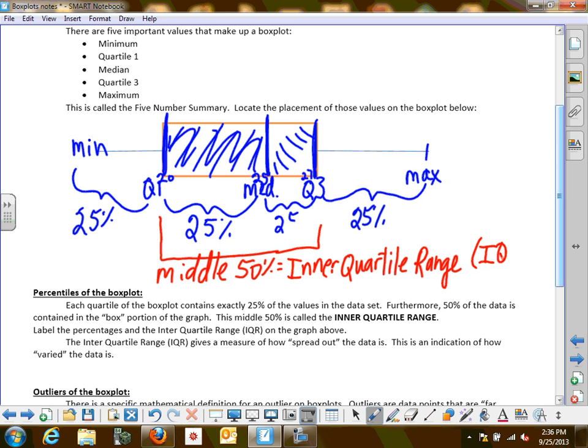People usually don't say, find the inner quartile range, because it's longer. They'll typically say, find the IQR. The way that you find the IQR, it's the range. It's the distance from Q1 up to Q3. So to find that value, you go Q3 minus Q1, and that'll tell you how far apart they are spread.